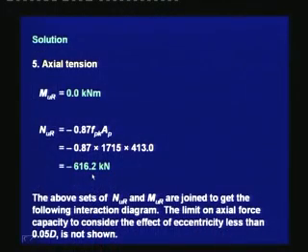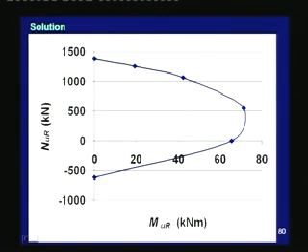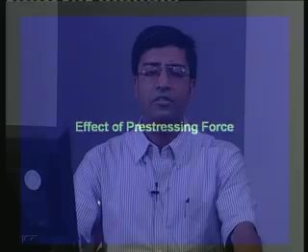For axial tension, MUR is equal to 0 and NUR is equal to minus 616.2 kilonewtons. The above sets of NUR and MUR are joined to get the following interaction diagram. The limit on axial force capacity to consider the effect of eccentricity less than 0.05 d is not shown in this diagram. This is the interaction curve for the section, and once we have plotted the points, we get this failure envelope.